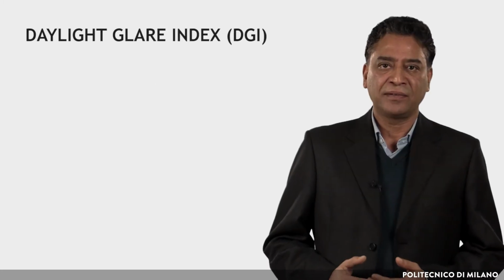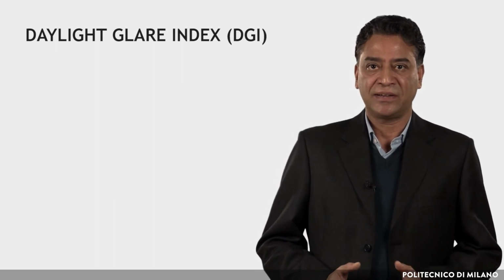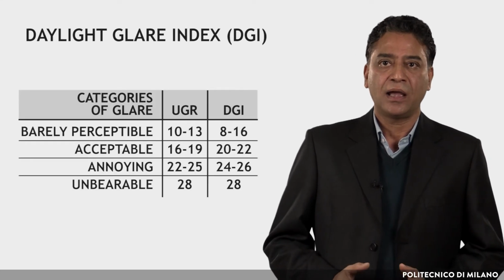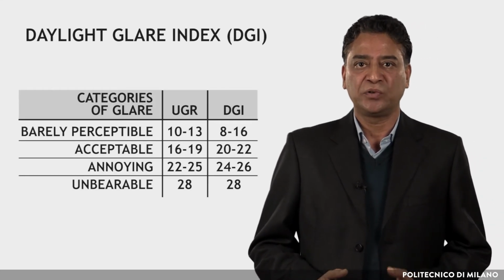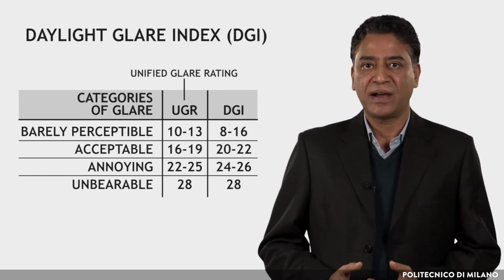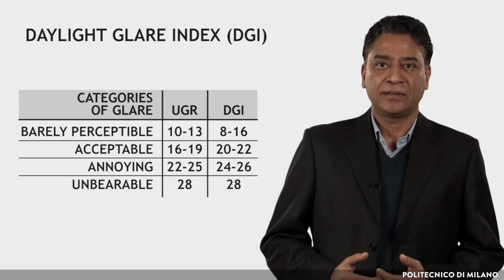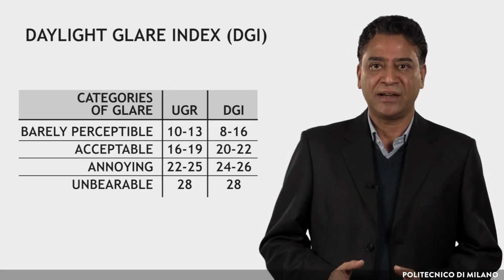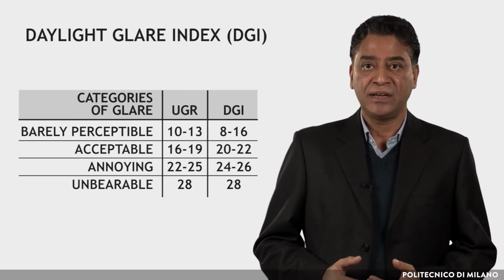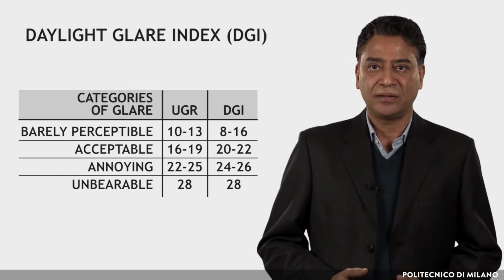To assess the level of glare, an index was developed, the Daylight Glare Index (DGI). The DGI allows predicting the glare due to the natural light, while the index UGR, which is Unified Glare Rating, is used also for evaluating the glare due to an artificial light source. Based on the resulting values of DGI, the level of glare can be evaluated according to the classification shown in the table.